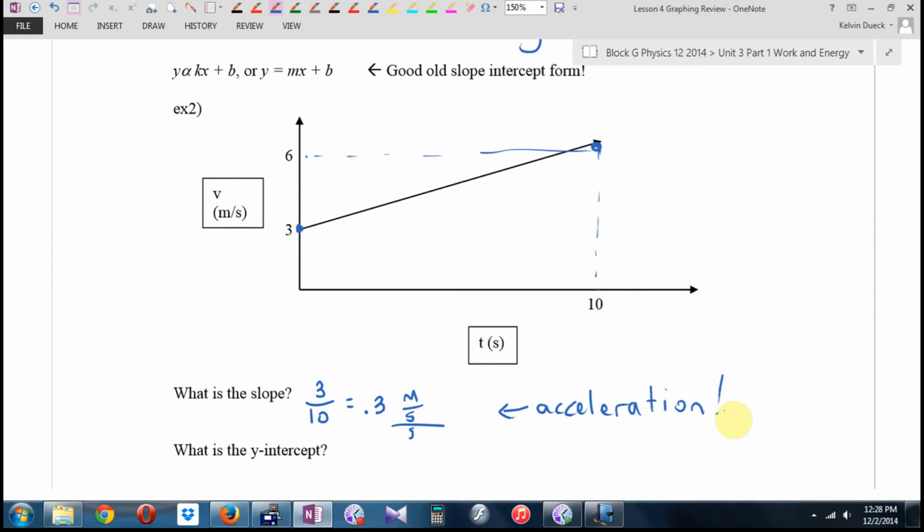And people would freak out. But wait a minute. Force is mass times acceleration. They gave you the acceleration. It's 0.3. They would ask you to do something with the slope.